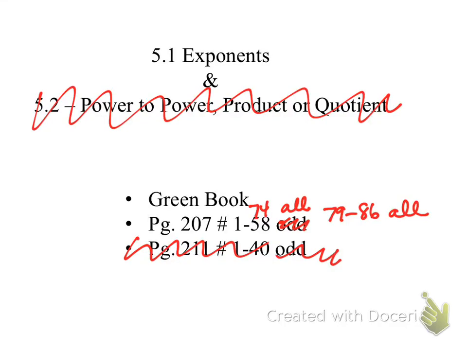Right, today we're talking about the rules of exponents. The homework you're going to be doing today will be page 207, 1 through 74 all, 79 through 86 all. It sounds like a lot of problems, but it really should only take you about 15 minutes. We're covering three different concepts, so you should be working on three different things when you're working on the homework tonight. All right.